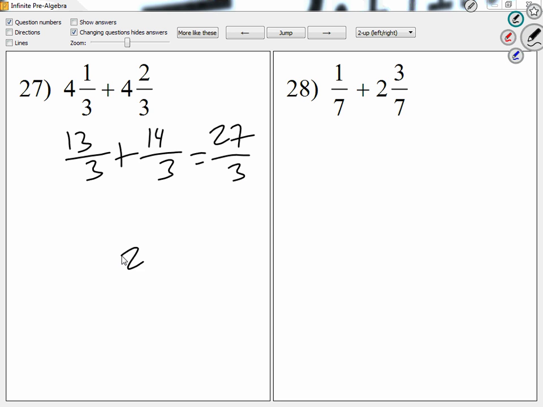So let's divide this. 27 divided by 3. How many times is 3 going into 27? 9 times. 9 times 3 is 27. There's no remainder. So then there is no fraction. Any other questions? 29.